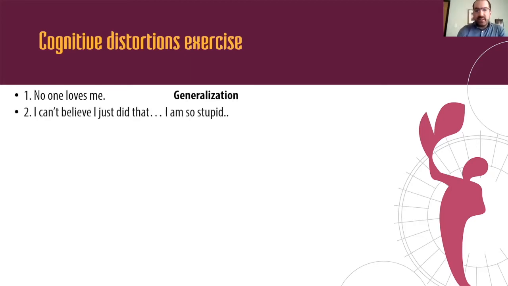Now, let's move to the next one. I can't believe I just did that. I'm so stupid. Is that a cognitive distortion, and what kind? What do people think? You can either type it or unmute yourself and say it out loud. I'm so stupid. What is that? It's like putting a label on, right? So that's labeling, especially when we're putting negative labels like stupid, incompetent, and so forth.